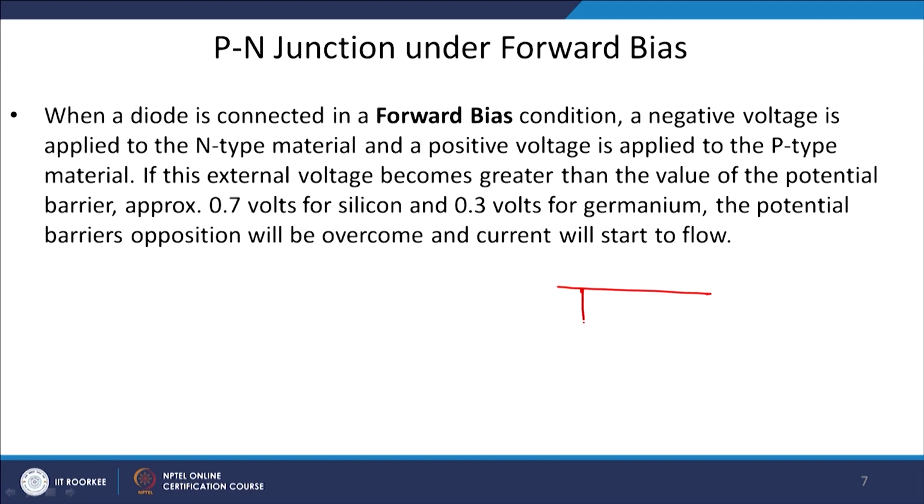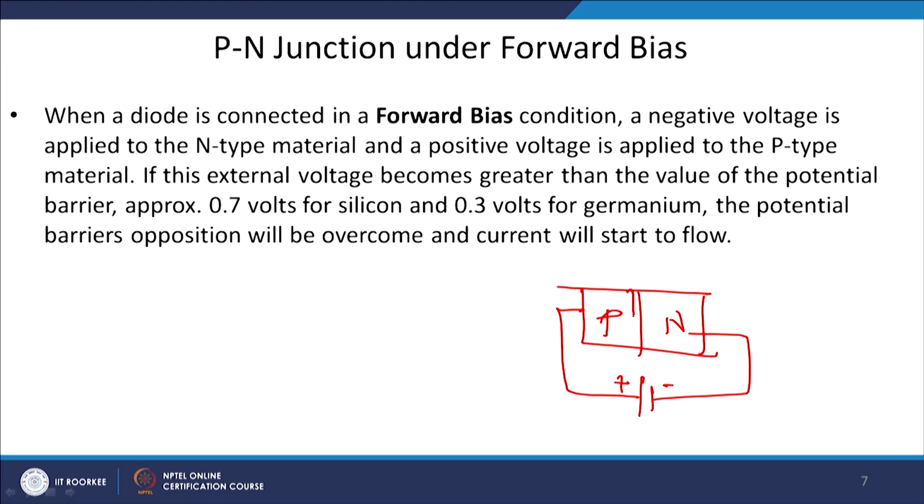So, if this is the PN junction, this is the P side and this is the N side, we apply the voltage in such a way that the positive terminal of the battery is connected to the P side and the negative terminal is connected to the N side, and that is called forward bias. If the external voltage becomes greater than the potential barrier, which is approximately 0.7 volt for silicon and 0.3 volt for germanium, the potential barrier opposition will be overcome and current will start to flow.